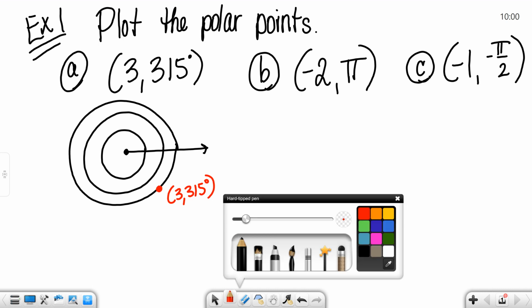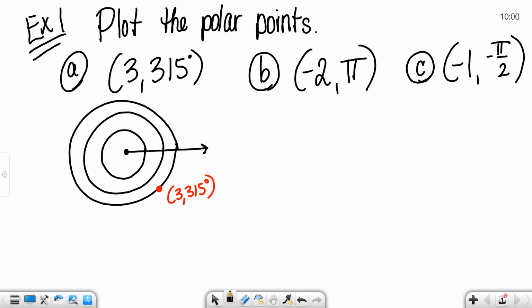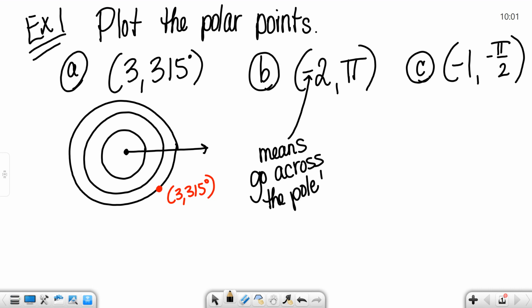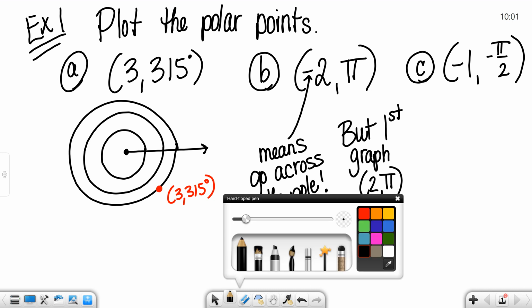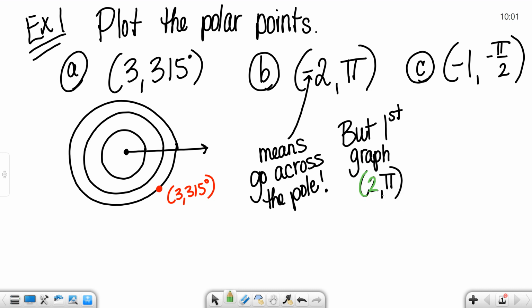Now, B is a little different because my r value is negative and distances are not negative. So that negative r value means we are going to do something different. It means go across the pole. Now, that's not the first step. But first, let's graph 2 pi. I'm going to graph 2 pi in green. Let's graph 2 pi.